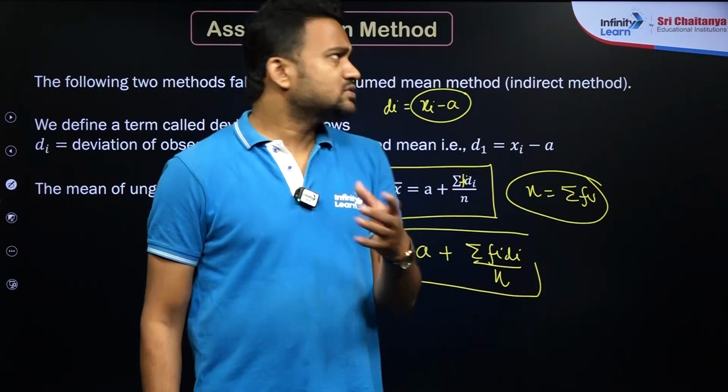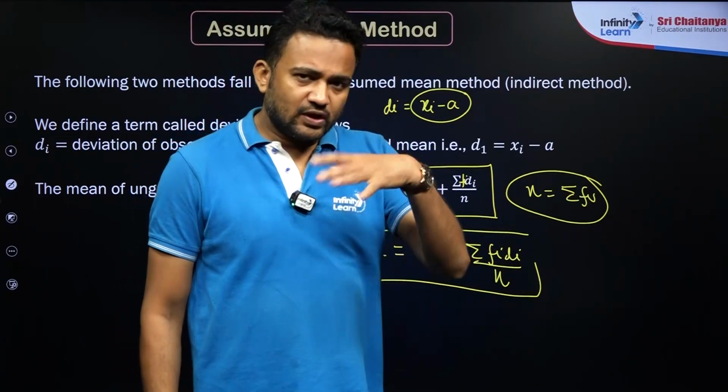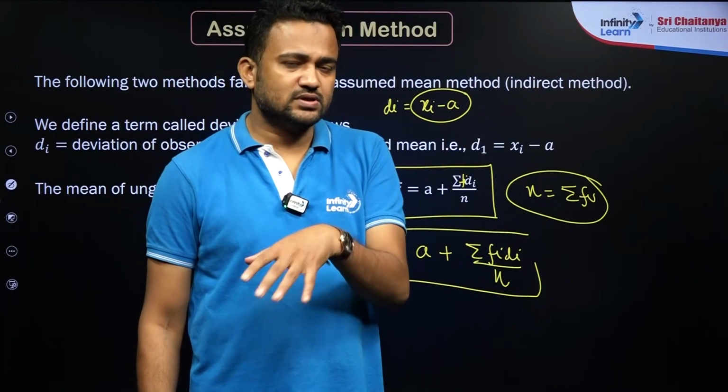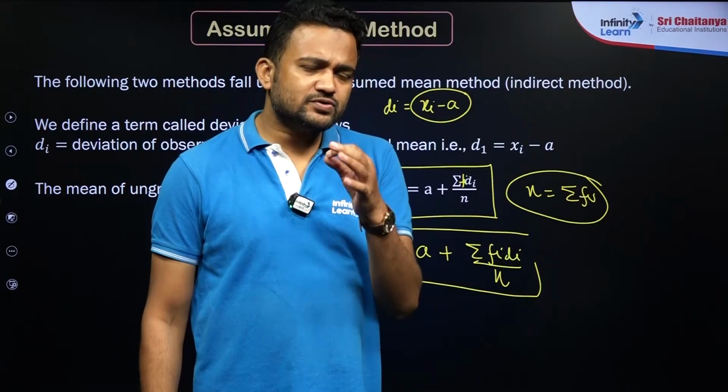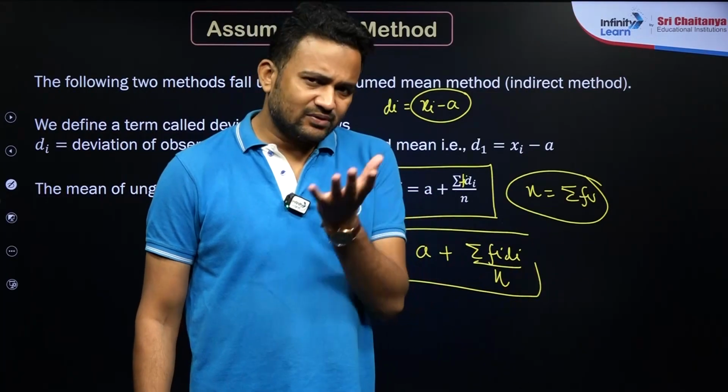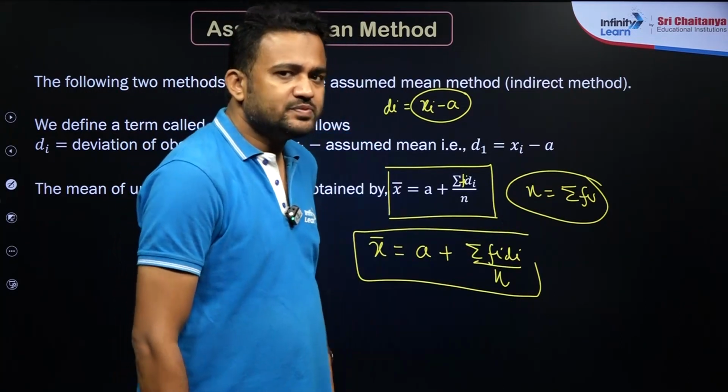Why do we use the assumed mean method? If the value of xi is a very big number, then to make it small, we subtract a certain constant. On the basis of observation, we should choose which method will be used, so that the calculation is easy. That's it. This is the objective of this method.